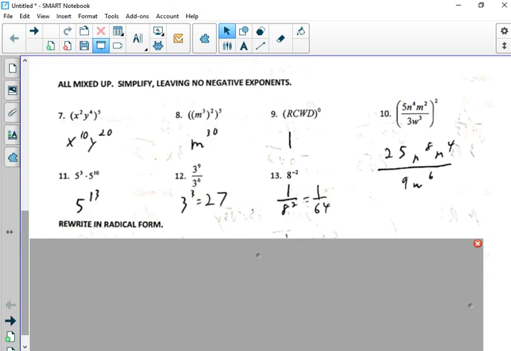Okay? This is no different than earlier with variables. Keep the base, add the exponent. So since they're both the base of 5, we just add 10 plus 3, 13.